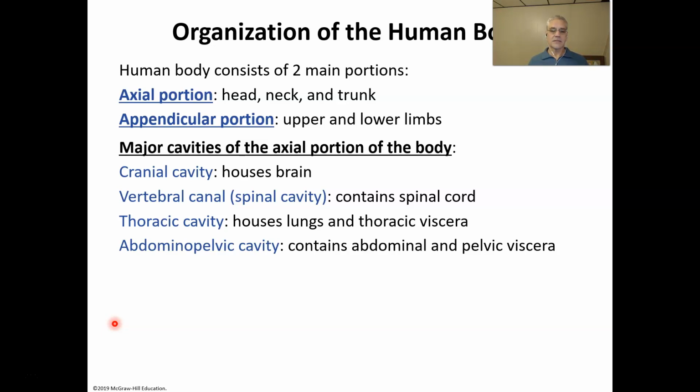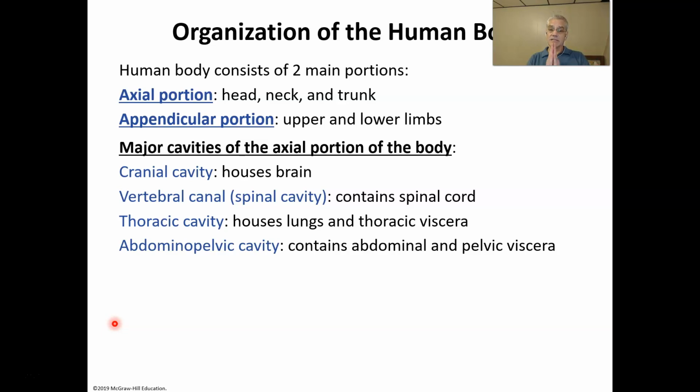Axial portion. The appendicular portion. The word appendicular comes from these things: legs, arms and legs. They are appendices, right? I have an appendage here. This is my appendage. That's my left arm. And I have a right arm, and I have a left leg and a right leg. Those are appendages. And so we refer to those as the appendicular portion of the human body. So upper and lower limbs. We're going to get into defining that.